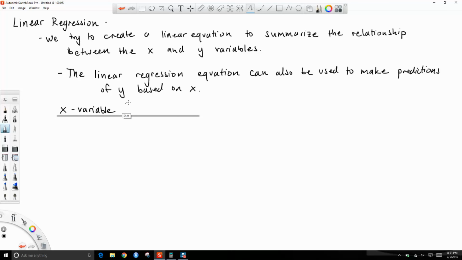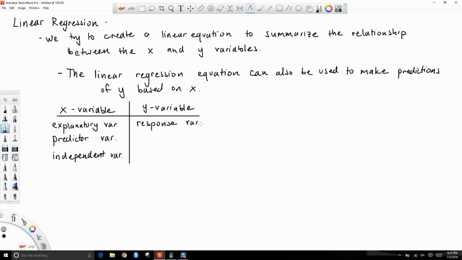Okay, so the x variable can be known as the explanatory variable, the predictor variable, or the independent variable. Okay, the y variable might be called the response variable, the predicted variable, or the dependent variable. Okay, and the idea is we use the x variable to make a prediction about the y variable.